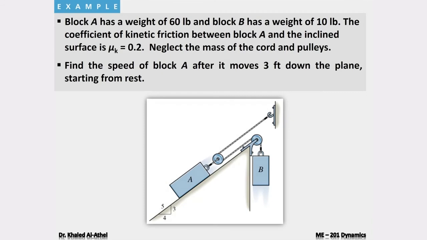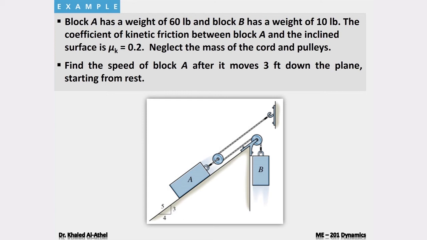So let's start with the first problem. Block A has a weight of 60 pounds and block B has a weight of 10 pounds. The coefficient of kinetic friction between block A and the inclined surface is 0.2. Neglect the mass of the cord and the pulleys. Find the speed of block A after it moves 3 feet down the plane, starting from rest.